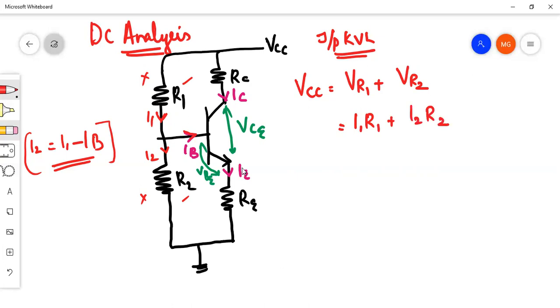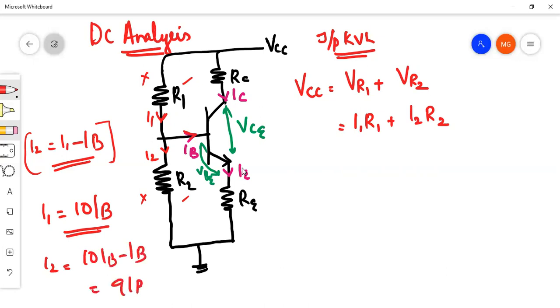Next, what is the value of I1? In the design, please remember this fact: I1 will always be equal to 10 times IB. Hence, what will be the value of I2? I2 will be I1 minus IB, that is 10 IB minus IB. Hence, I2 will be equal to 9 times IB.